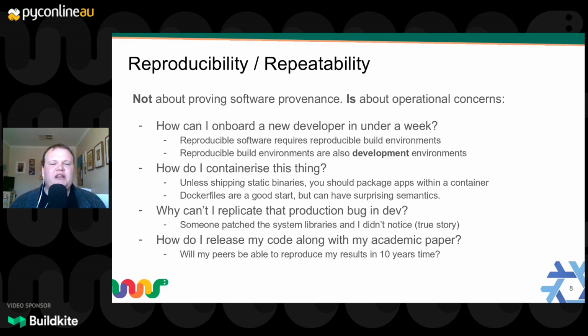But what reproducibility is about is more about operational concerns. I want to know, how can I onboard a new developer in under a week? They shouldn't have to sit down and spend a week installing all of the different packages, all of the different dev tools. Reproducible software requires reproducible build environments, and reproducible build environments are also great development environments. And if we can reproduce them automatically, then we should just be able to load them onto a new dev's computer straight away. I also want to know, how do I containerize this thing?